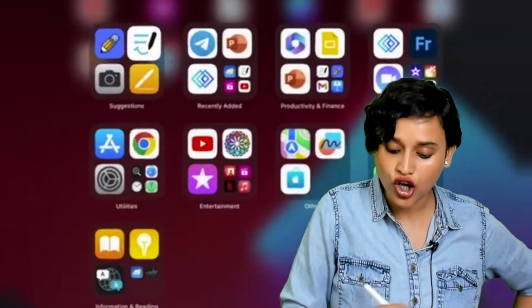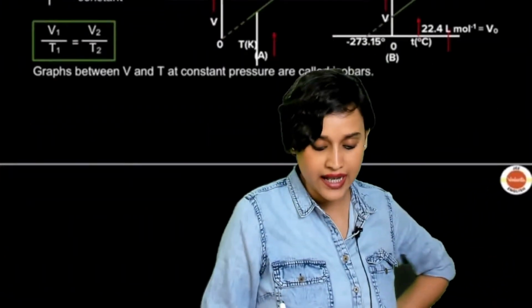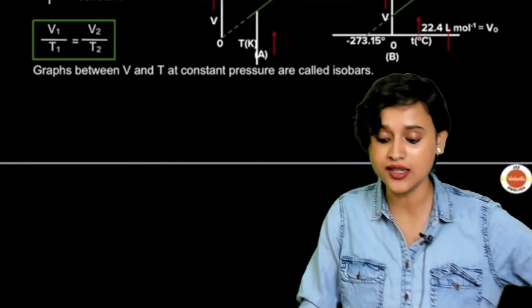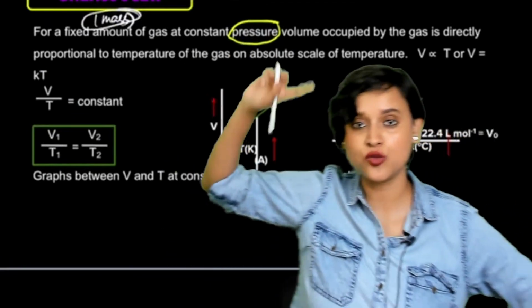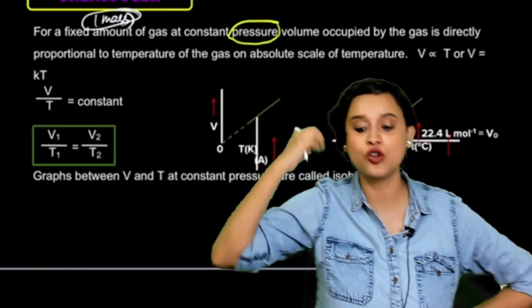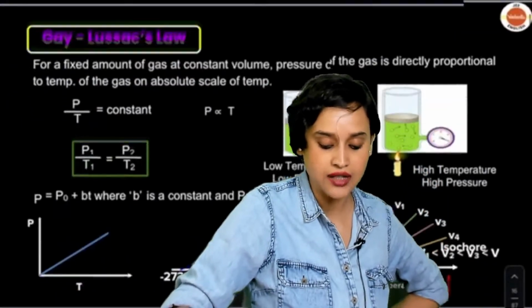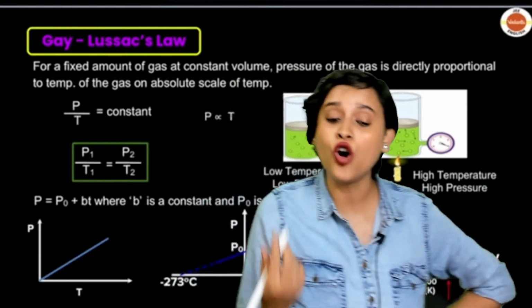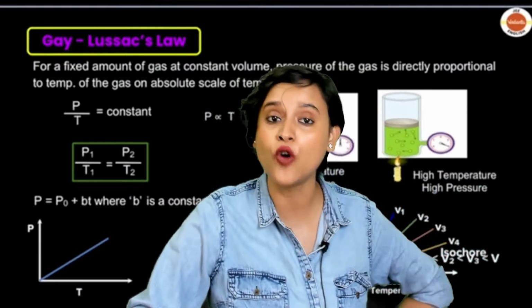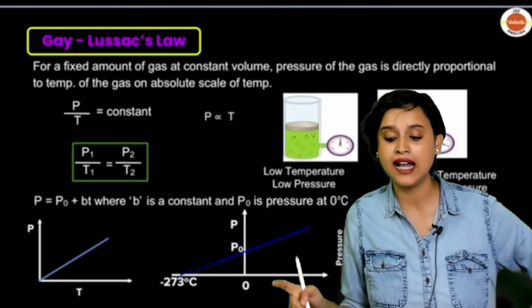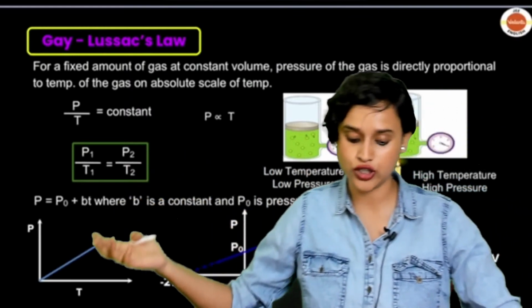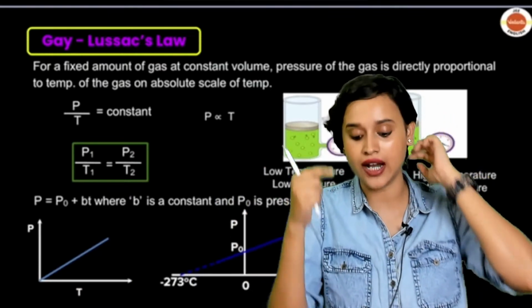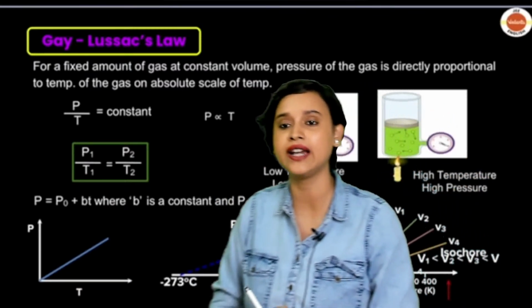Let's go to the next law. By the way, these are called isobars. Why isobars? Because pressure is the same. The last one was isotherm. This one is isobar. And the next one will be our isochore, because this time we are going to keep the volume constant, and we see that pressure is directly proportional to temperature. So P by T is equal to constant. That means P1 divided by T1 is equal to P2 divided by T2.